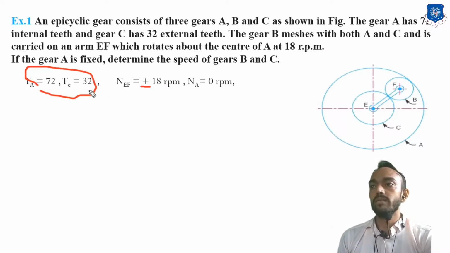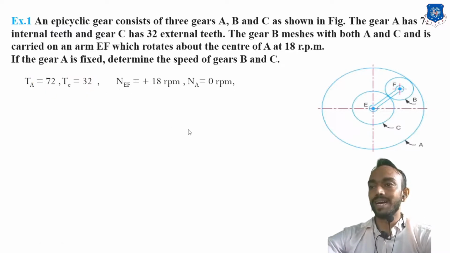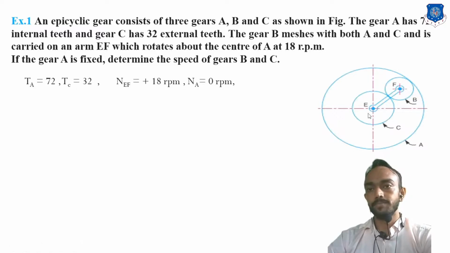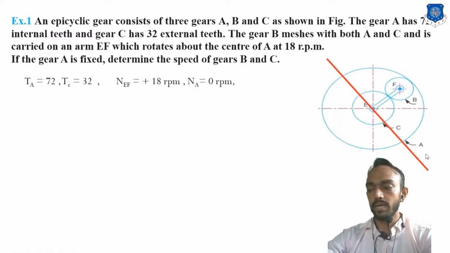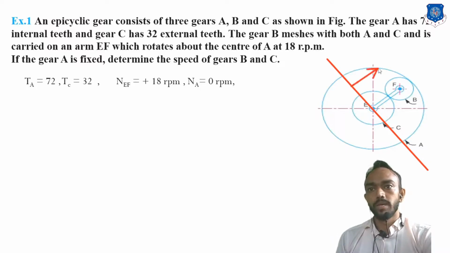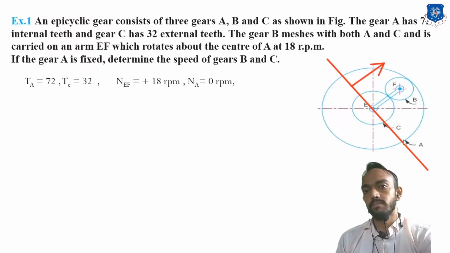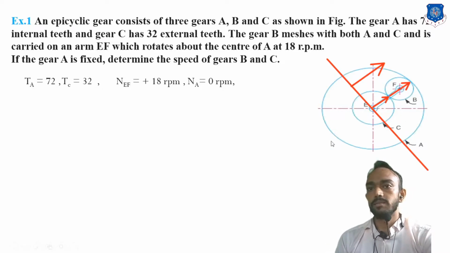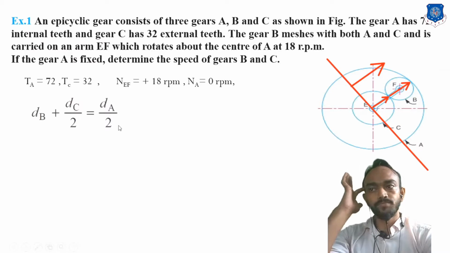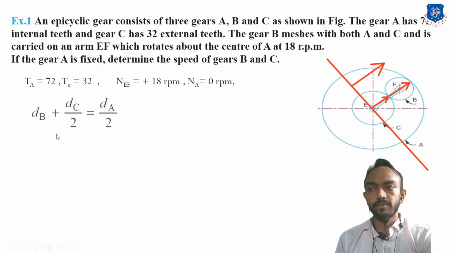The teeth of B are not given, so first of all we are going to find the teeth. How can we find the teeth? Let's start. We divide this in half. The radius of this larger gear A is equal to the radius of C plus the diameter of B. Radius of C plus diameter of B is equal to radius of A.